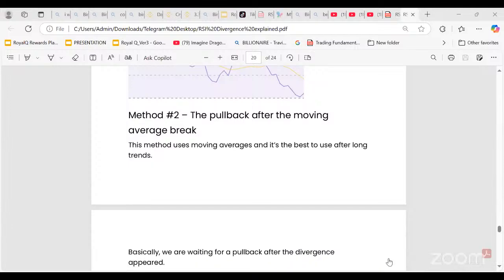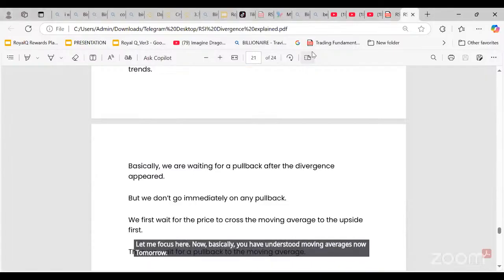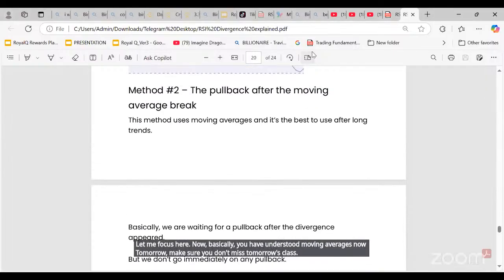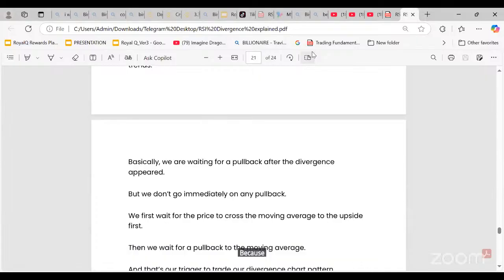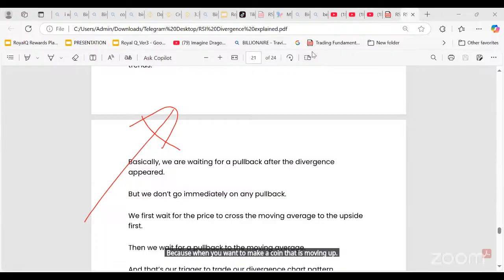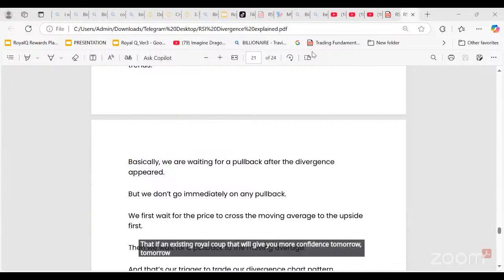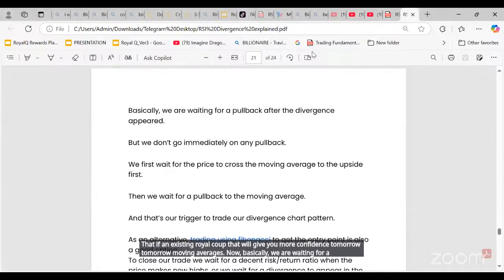Let me focus here. Now, basically, you have understood moving averages. Tomorrow, make sure you don't miss tomorrow's class, because when you want to make a coin that is moving up, moving averages are the perfect indicators that even exist in your royal queue that will give you more confidence tomorrow. Now, basically, we are waiting for a pullback after divergence.